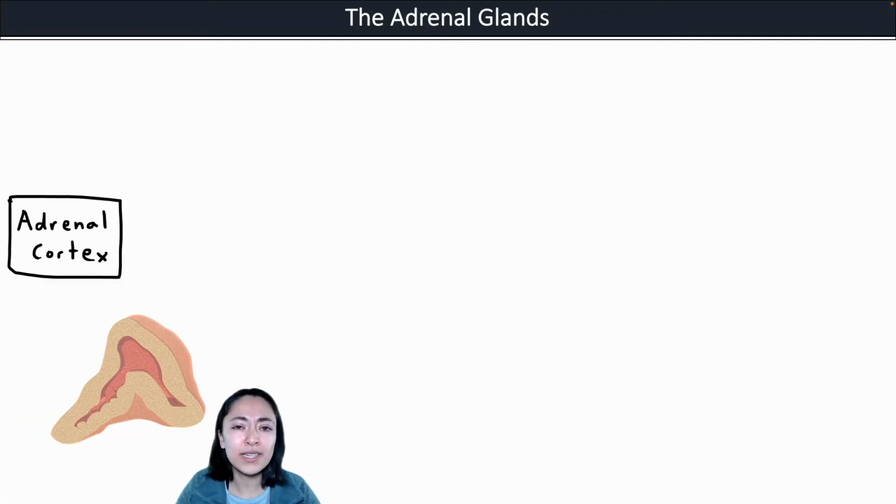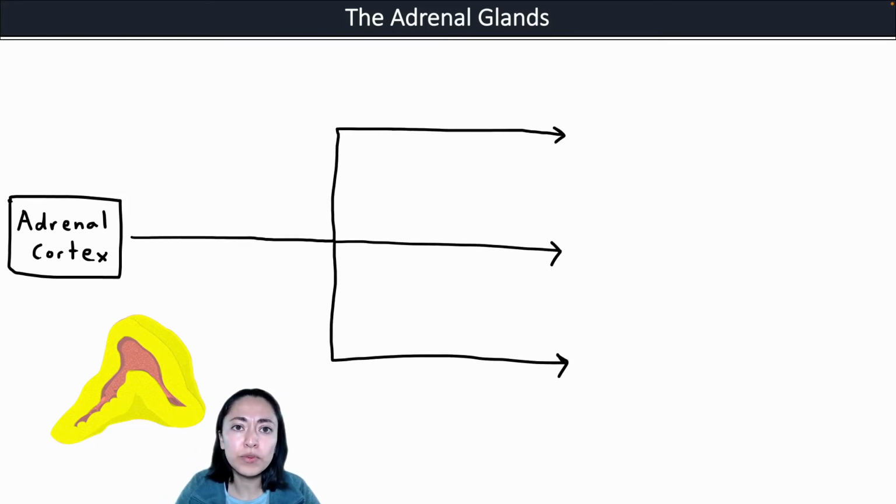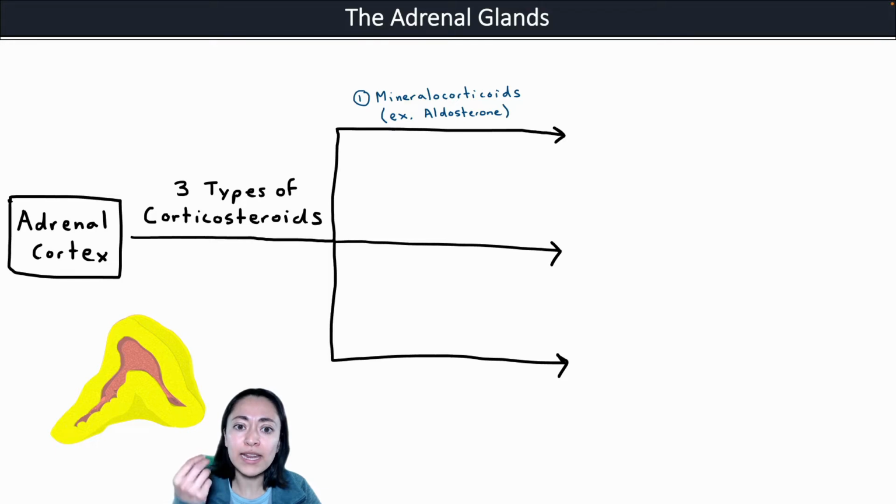Now the adrenal cortex, remember, that's the outer region of the adrenal gland. It's going to produce 3 major groups of hormones. We can classify all these hormones together as corticosteroids, or in other words, steroids of the cortex. So these are all considered steroid hormones, so they're all lipid hormones. The first group is called mineralocorticoids. And an example of a mineralocorticoid that's really important in your body is aldosterone.